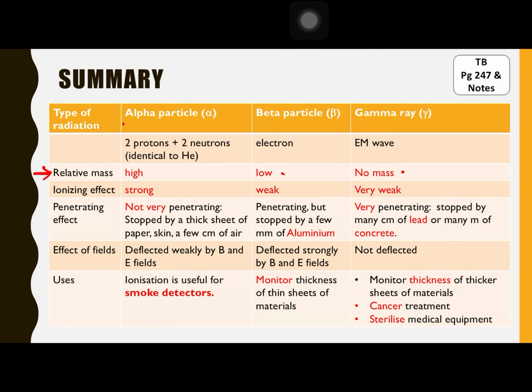Something to take note of is that your alpha particle is identical to the helium nucleus, because helium is 4, 2. The 2 means 2 protons, and the 4 means protons plus neutrons. So if I have 2 protons, I have 2 neutrons, which is like the helium nucleus. Notice it's the nucleus, not the helium atom, because helium has electrons also. But your alpha particle doesn't have any electrons, so it's just identical to the helium nucleus.